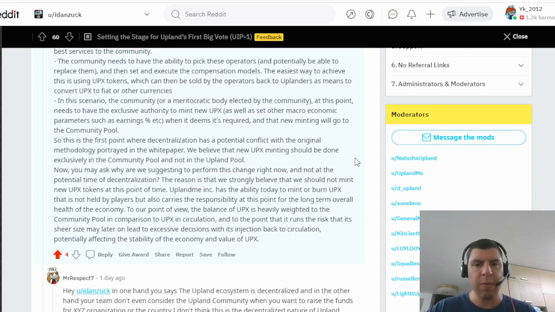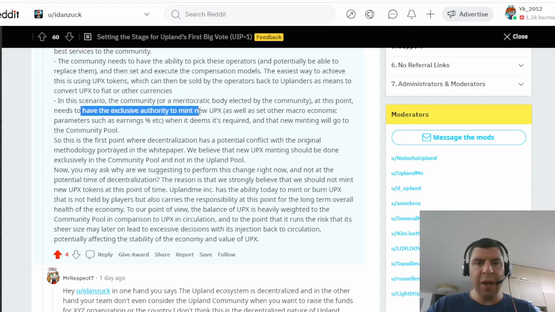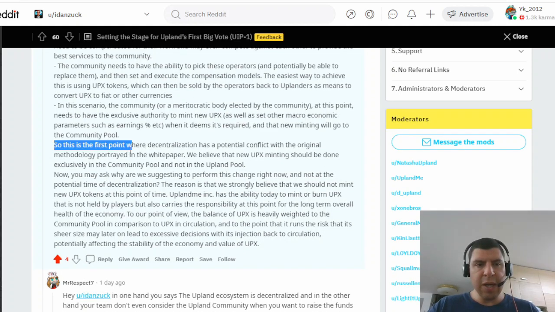Now, if and when the community does become responsible and owners of the community pool, us as the community will have the exclusive authority to mint new UPEX, as well as set other macroeconomic parameters such as earning percentage, etc., when it deems it's required, and that new minting will go to the community pool. Idan goes on to say, this is the first point where the decentralization has a potential conflict with the original methodology portrayed in the white paper. We believe, him referencing Upland the company, that the new UPEX minting should be done exclusively in the community pool and not in the Upland pool.